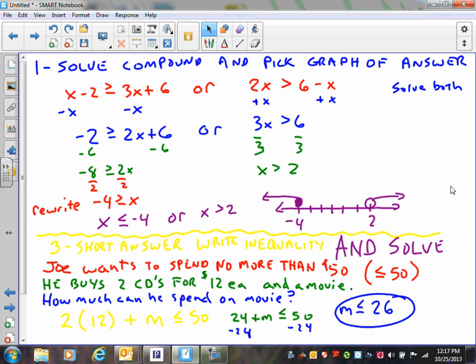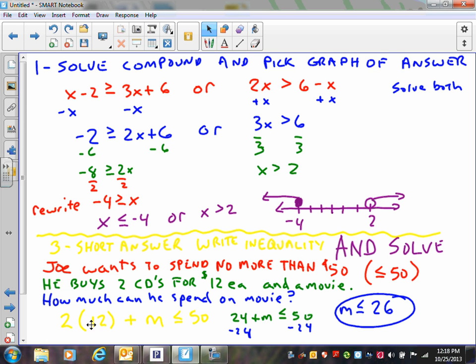You have 3 short answer questions which ask you to write the inequality and solve it. Of course, they'll have those answers written down for you, so there you go. One of them is like this. Joe wants to spend no more than $50. Anytime they say no more than and a number and it's a spending problem, it's less than or equal to that number because you can't spend more money than you have. He buys 2 CDs for $12 each and a movie. So what we want to know is how much can he spend on a movie?